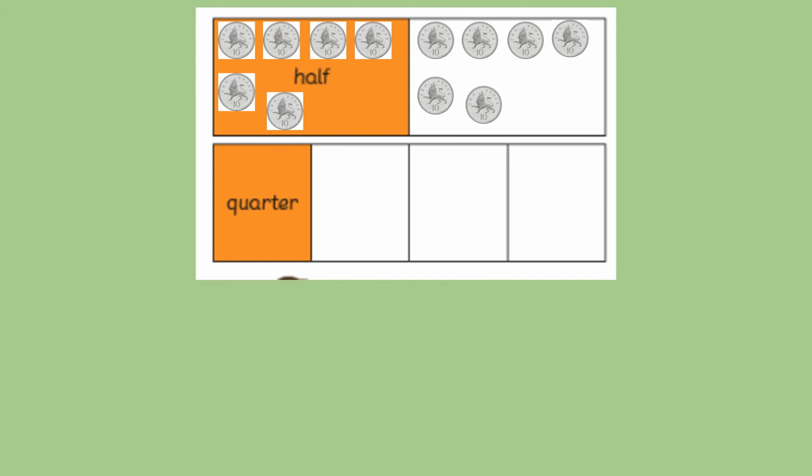If those same 12 coins were shared into 2 groups instead of 4, so that would be in half, then there would be a different number of coins in each half. There would be 6 coins. So a half of 12 is 6.